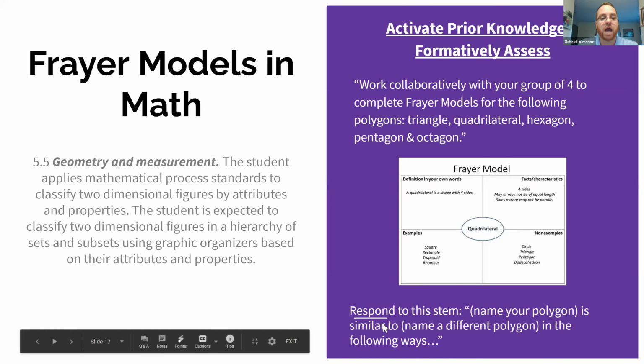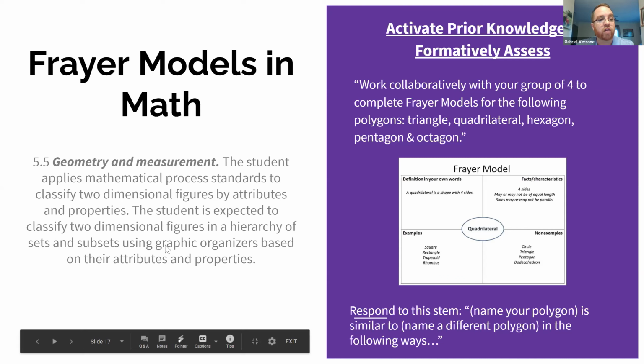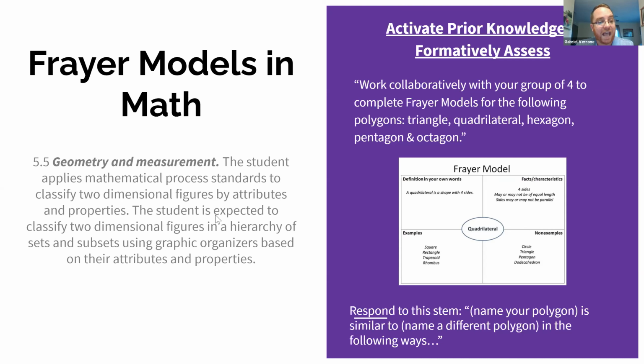So I went ahead and put an example here for you. And then I might tell them, I want you to respond to this stem, right? Name your polygon. The triangle is similar to the quadrilateral in the following ways, right? So after they work on just one and hear about the others from the other groups, I now want them to make a comparison, okay? So that might be a good way to introduce it and to allow them to start to classify based on the hierarchy of attributes, okay?